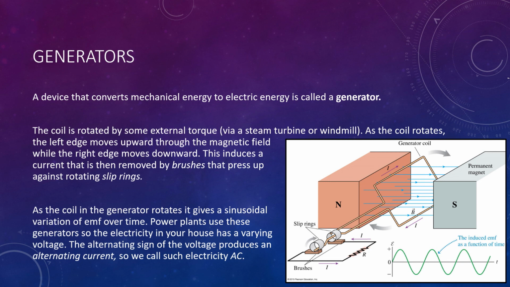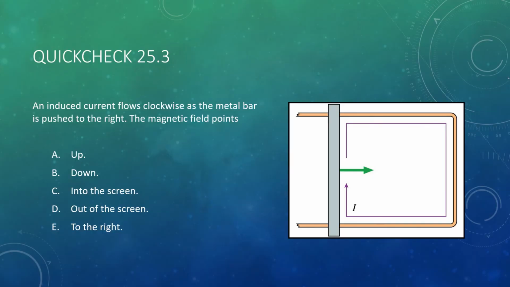So, with this, let's go ahead and do one quick check to close out the lecture. You have an image on the right, and it says an induced current flows clockwise as the metal bar is pushed to the right. What direction does the magnetic field point? All right, well, it's a right-hand rule application, and you should find that it points into the screen.